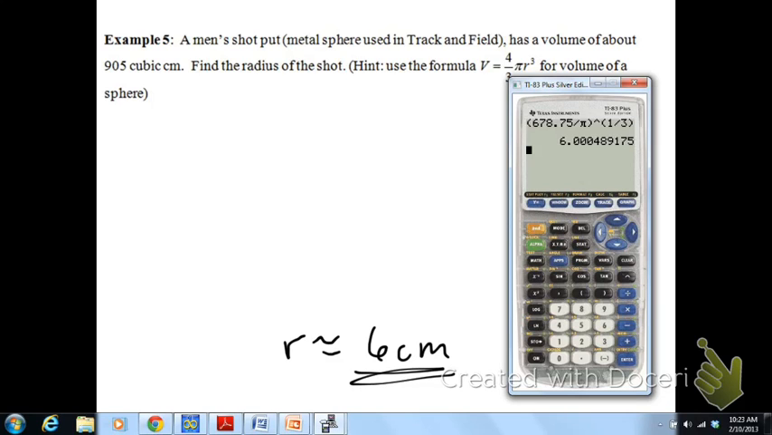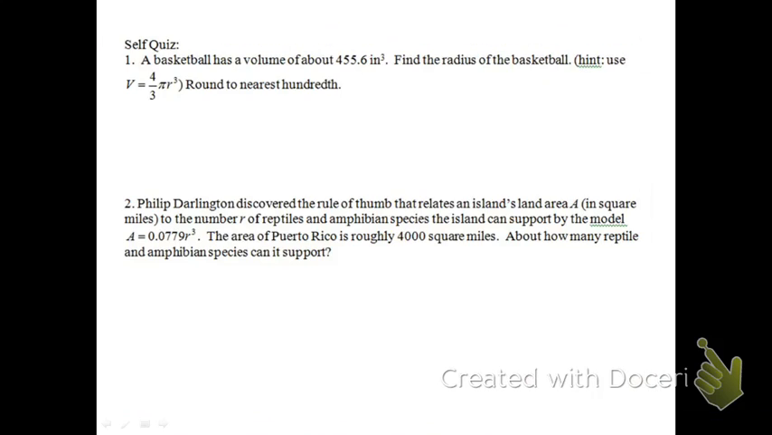I think what's left is a couple of problems for you to try. What I'd like you to try now is the self-quiz. You have one volume problem, which is very similar to the one we just solved for the shot put, and then you also have one that has to do with how many reptile and amphibian species an island can support. So go ahead and try to answer those, and we'll see how we do tomorrow in class. Thanks for watching.